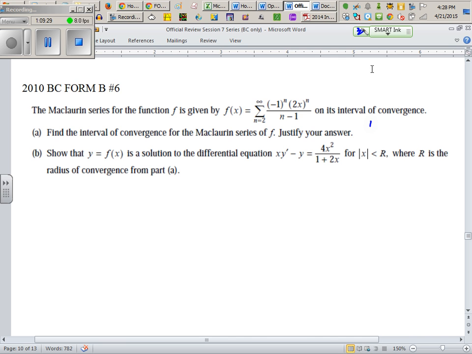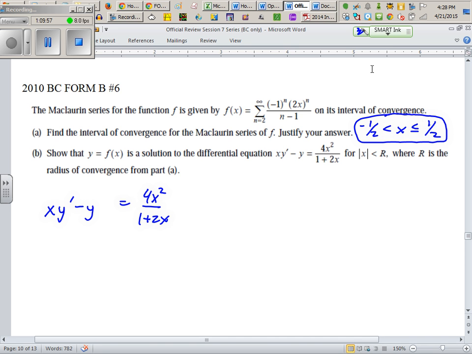Okay, so my answer was negative half is less than x is less than or equal to half for part A. Justify, that would just be all the work you showed. So make sure you keep it tidy. I erased mine, but show that y equals f of x is a solution to the differential equation. Interesting. Series and diff EQs right there in one problem. xy prime minus y equals 4x squared over 1 plus 2x. How in the world are we going to solve that thing?